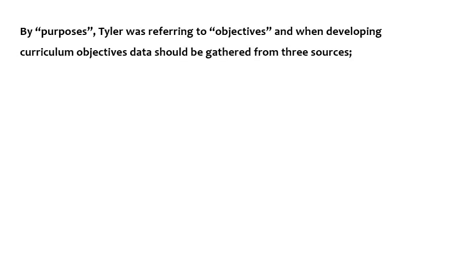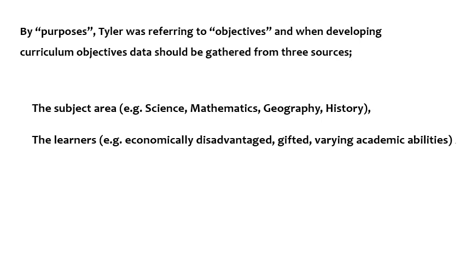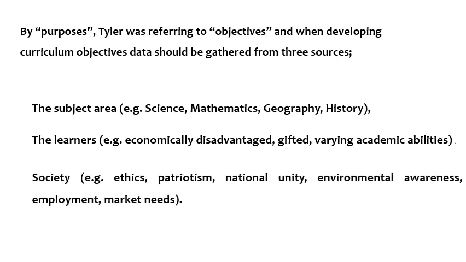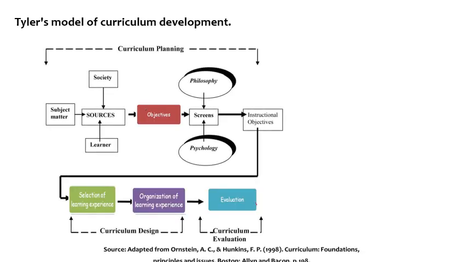By purposes, Tyler was referring to objectives, and when developing curriculum objectives, data should be gathered from 3 sources: the subject area, for instance science, mathematics, geography, history; the learners, for instance economically disadvantaged, gifted, varying academic abilities; and society, for instance ethics, patriotism, national unity, environmental awareness, employment, market needs. Tyler's model of curriculum development.